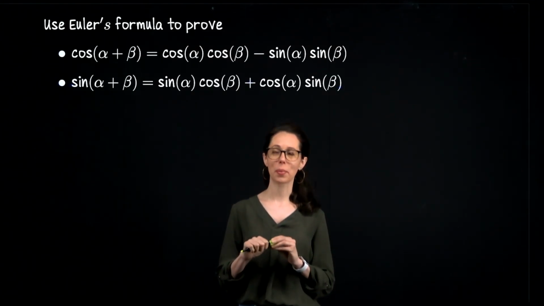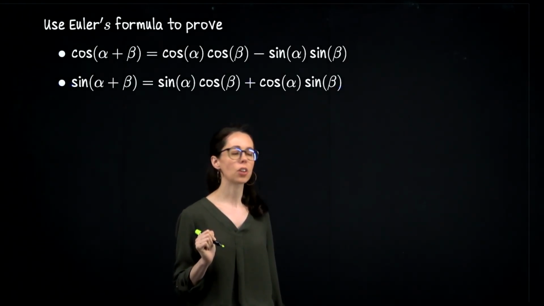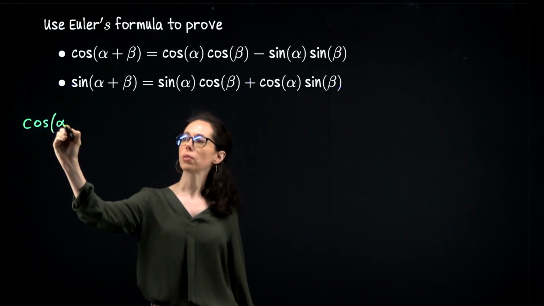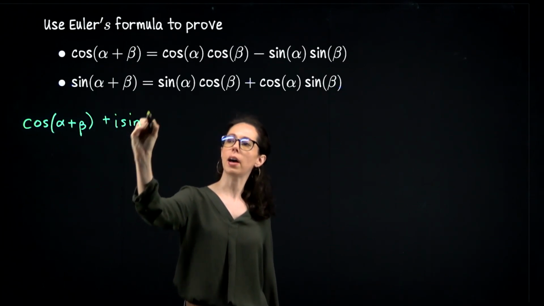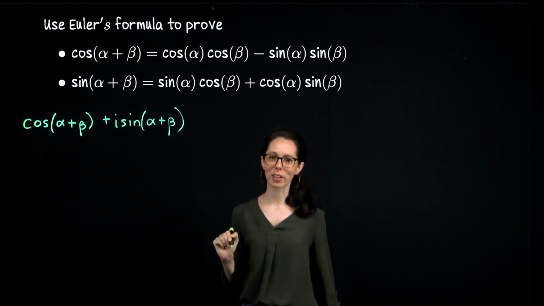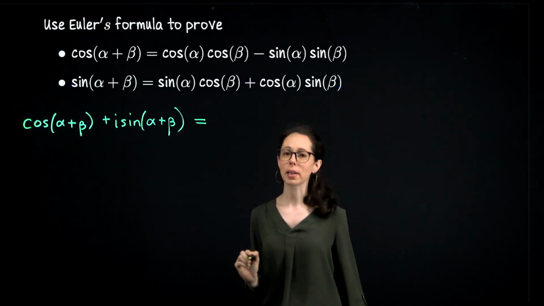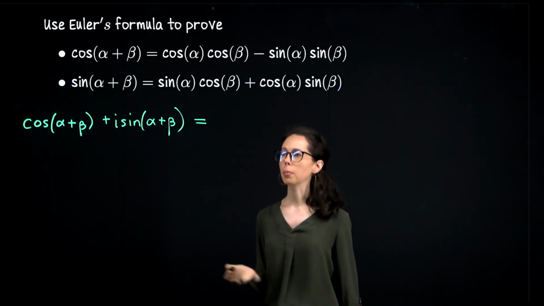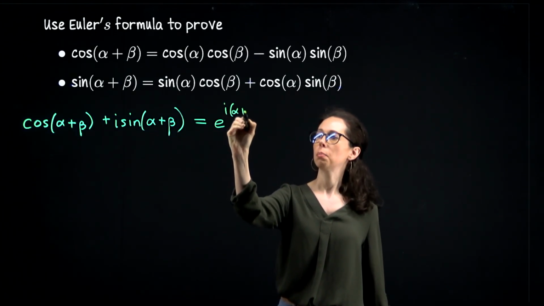Okay, so how do we get this? We get it with Euler's formula. I think I can do this all in one computation. So I'm going to say, what is cosine of alpha plus beta plus i sine of alpha plus beta? Kind of going backwards compared to how we usually use Euler's formula. We usually start with the complex exponential and break that into cosine and sine with the real and imaginary part. I'm going backwards here. I'm going to say that this is e to the i times alpha plus beta.